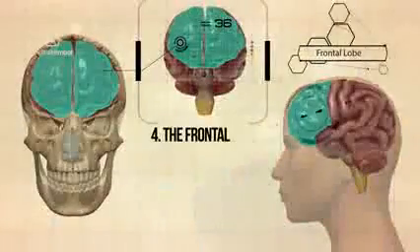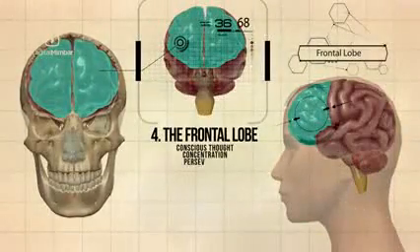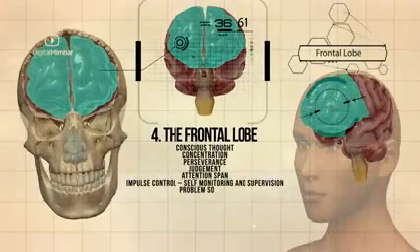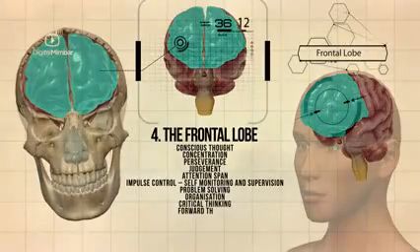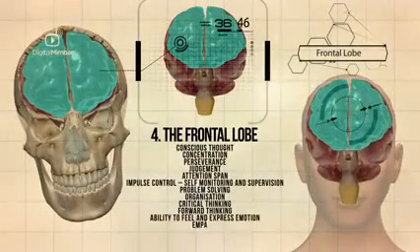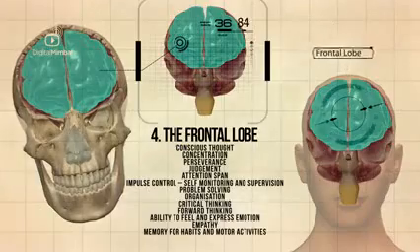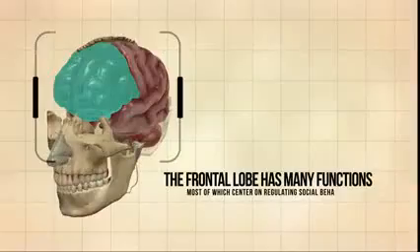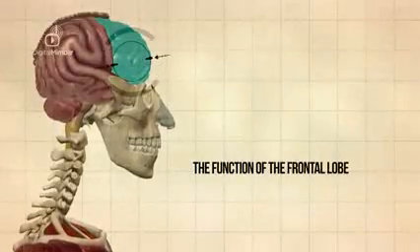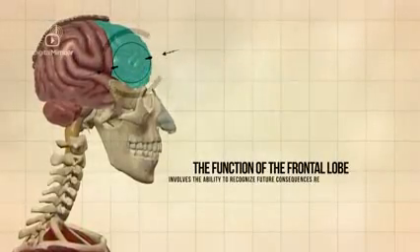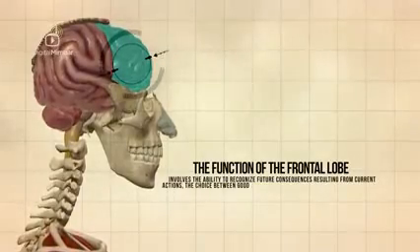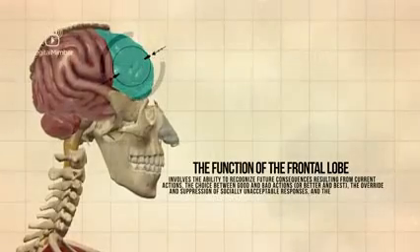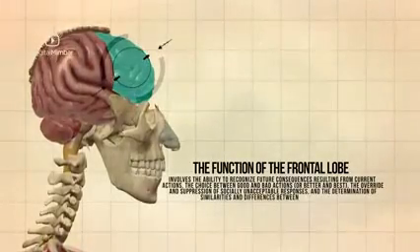And then there's the frontal lobe, which is responsible for conscious thoughts, concentration, perseverance, judgment, attention span, impulse control, which is self-monitoring and supervision, problem solving, organization, critical thinking, forward thinking, ability to feel and express emotion, empathy, memory for habits and motor activities. The frontal lobe has many functions, most of which center on regulating social behavior. The function of the frontal lobe involves the ability to recognize future consequences resulting from current actions, the choice between good and bad actions or better and best, the override and suppression of socially unacceptable responses, and the determination of similarities and differences between things or events.